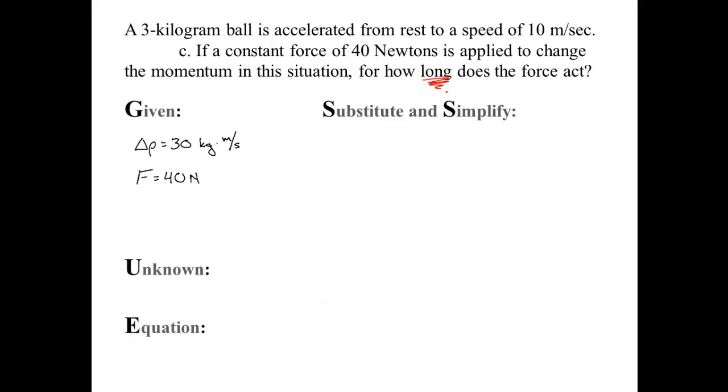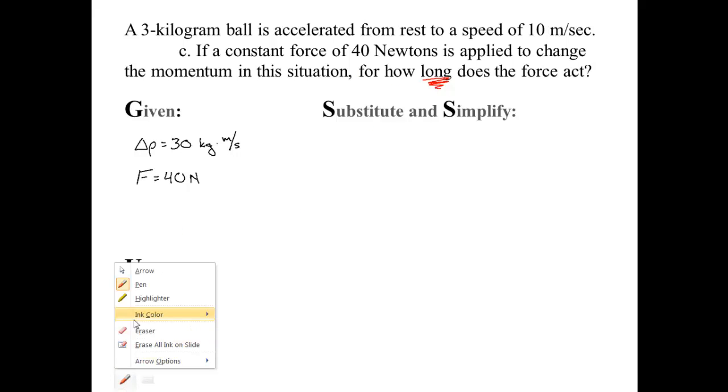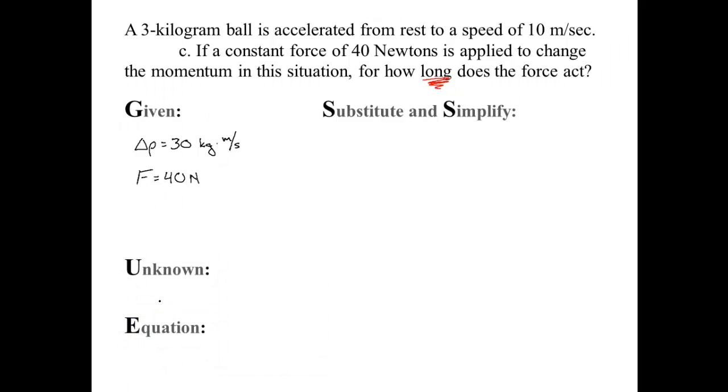And so now we need to interpret what that word means. And so what are we looking for? We are looking for time. Seconds. So I'm going to choose parts of the impulse formula, force times time, because I have those characteristics or I'm looking for them. I'm going to make it equal to change in momentum. In this case, the force is 40 times t equals change in momentum is 30.